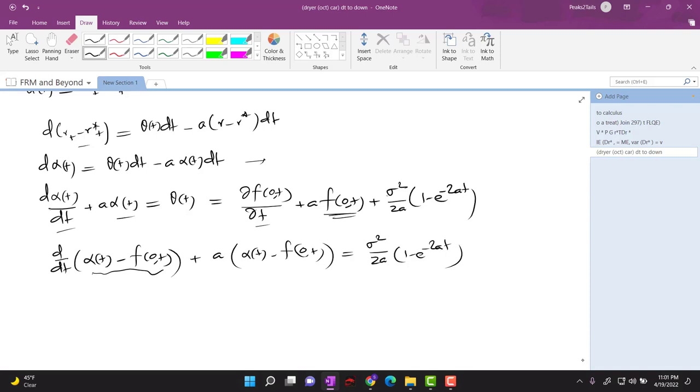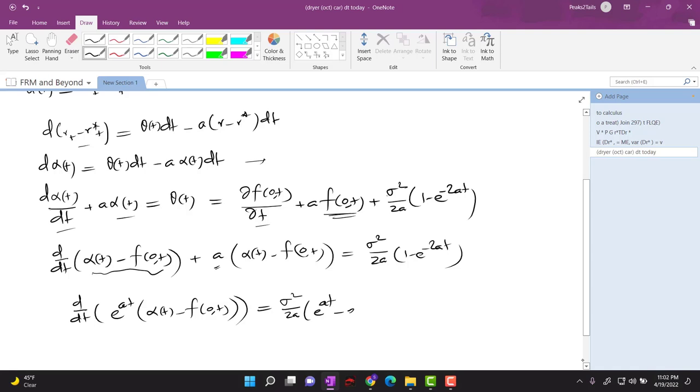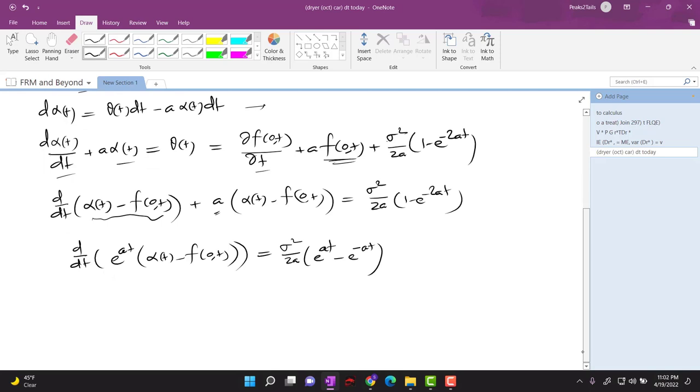So again, the integrating factor will be e to the power at. So I can directly write this as, if I just multiply e to the power at on both sides, on the left hand side it will be a derivative of e to the power at times alpha t minus f 0 comma t. This will match the left hand side. So I have already multiplied e to the power at on both sides, and the right hand side will become sigma square by 2a times e to the power at minus e to the power minus at. All right, just pause the video if you would like and verify this equation. It's the same as above.